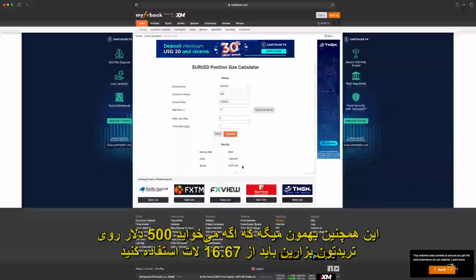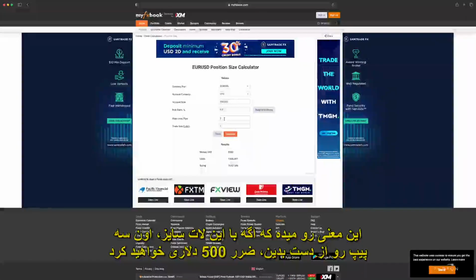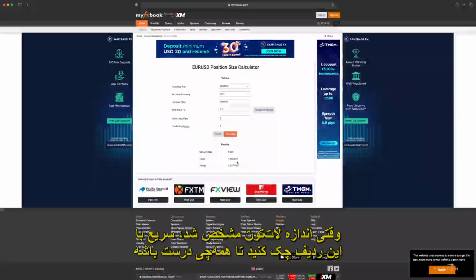And this obviously tells you that if you want to risk $500 on euro dollar, then you need to use 16.67 lots if you have a 3 pip stop loss size. So what that means is if you lose those 3 pips with that lot size, that will equate to a $500 loss.